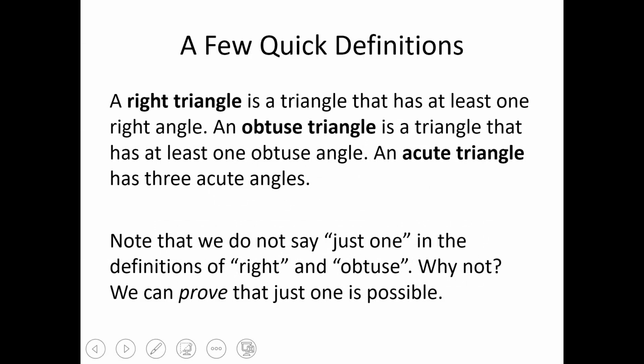So a few quick definitions that'll come up in our results. First of all, we say that a right triangle is a triangle that has at least one right angle. An obtuse triangle is a triangle that has at least one obtuse angle. And an acute triangle is a triangle that has three acute angles.